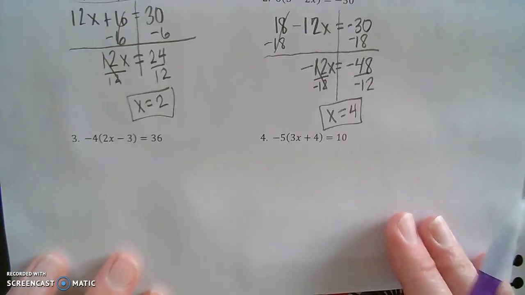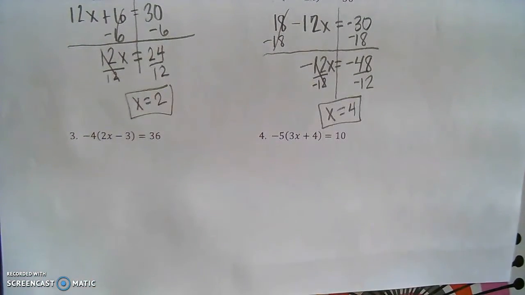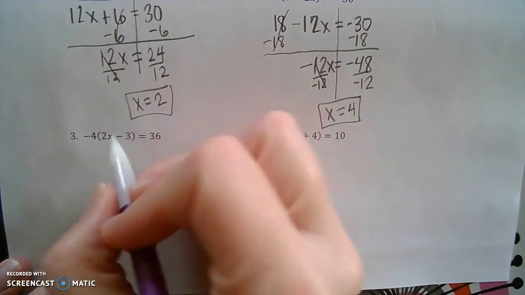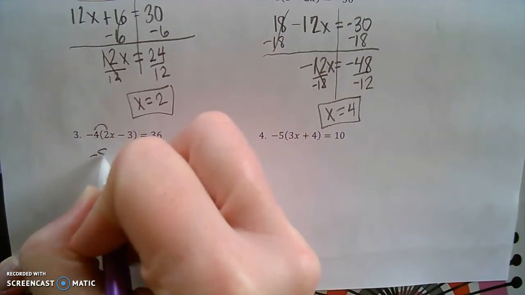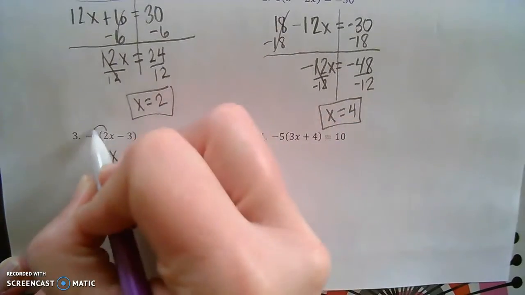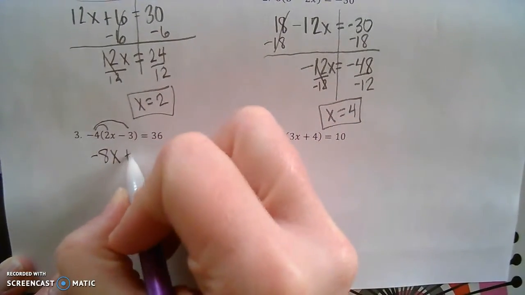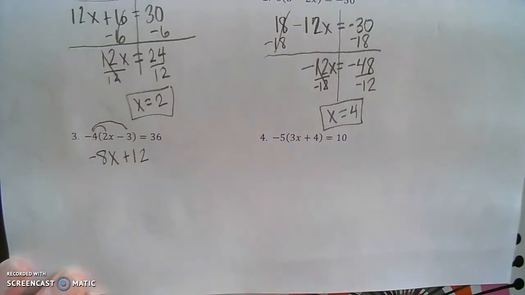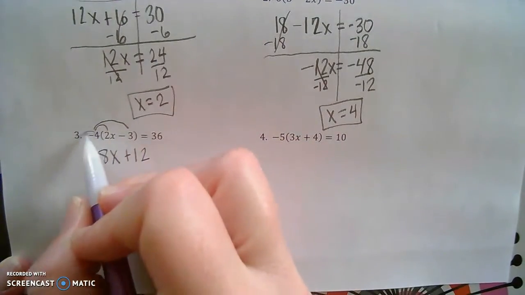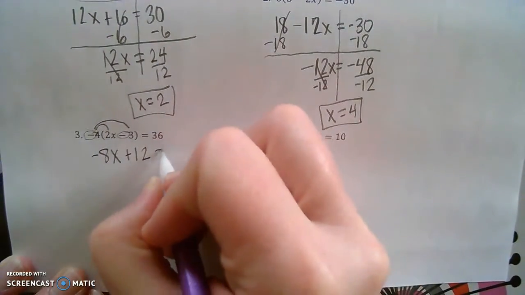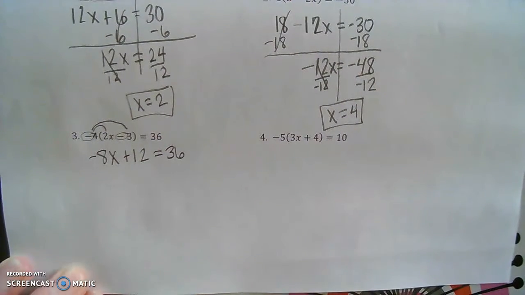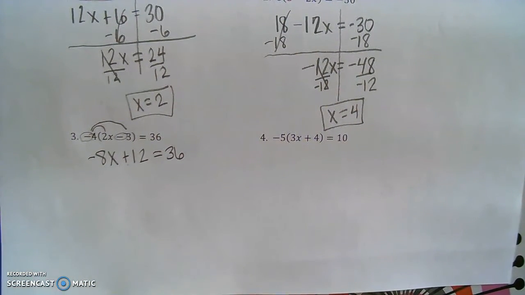All right. 3 and 4 are the same. It's just the trickier part is that you have a negative that you need to distribute through. So you gotta be really careful with this. Negative 4 times positive 2 is negative 8x. Negative 4 times negative 3 is positive 12, so plus 12. If this is a negative and this is a minus, it changes it to a plus. Equals 36.